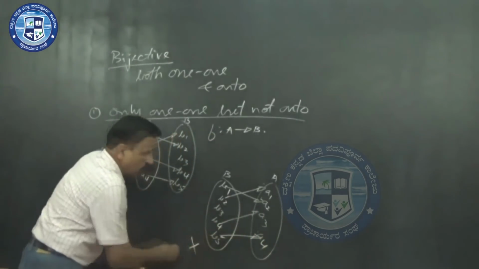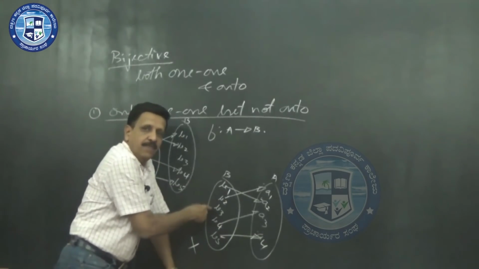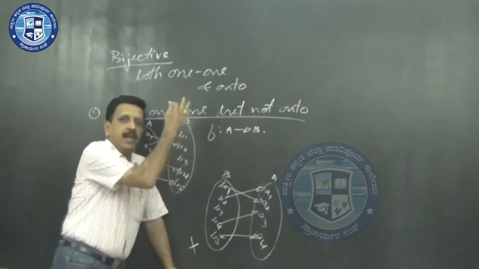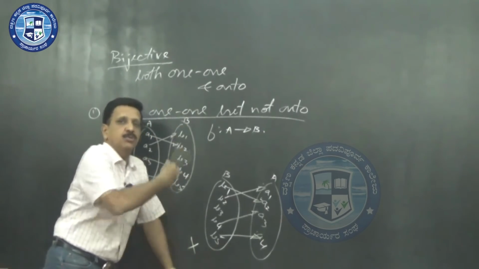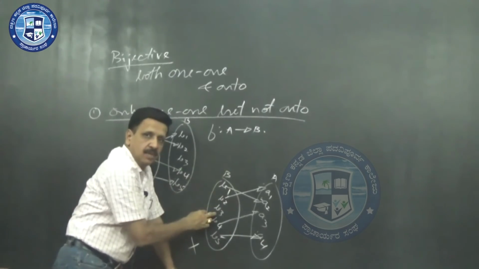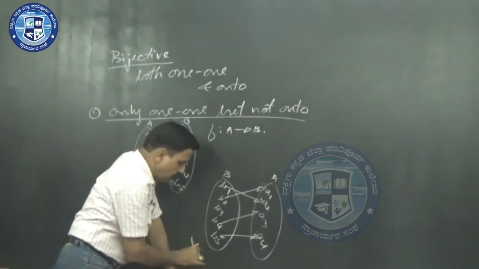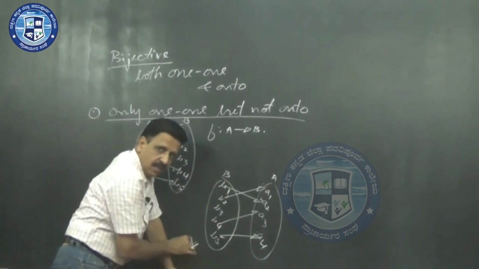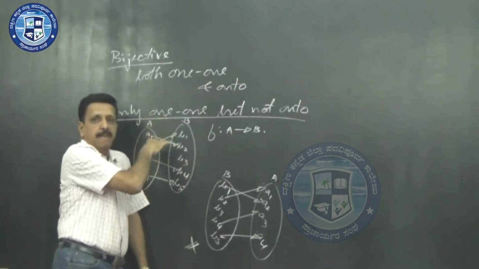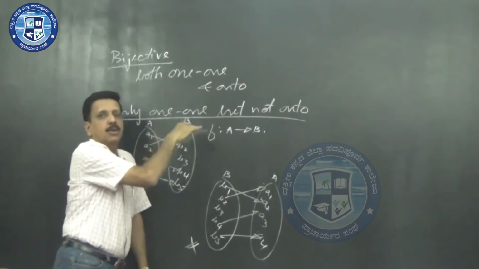This is not a function at all, because the definition of function says that every element of the first set must be associated. But B3 is left out in mapping, therefore this is not a function at all. Therefore, inverse function is not defined for a function which is only 1-1 but not onto.